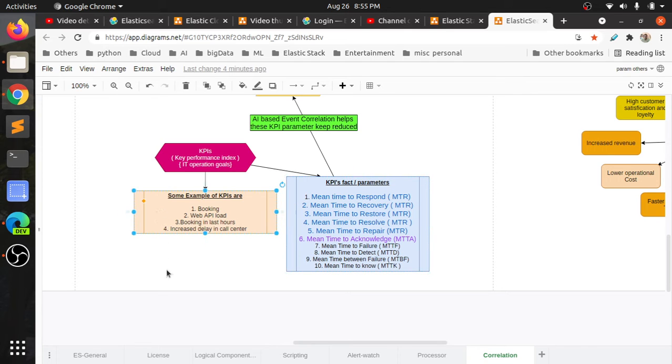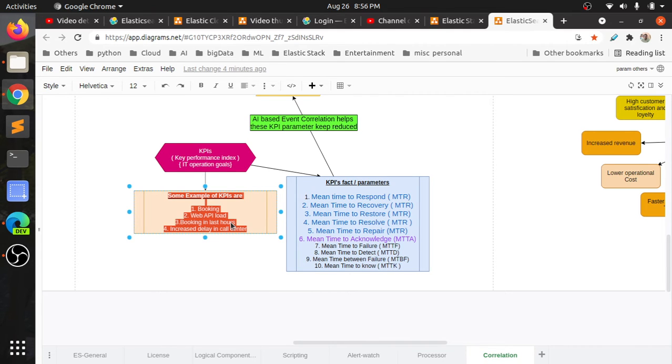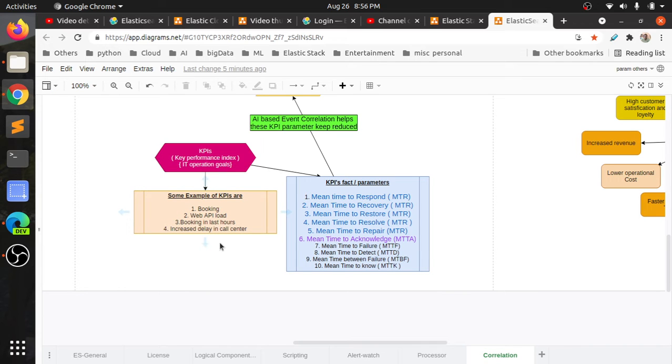For example, KPI means how many bookings have happened in a reservation site, or when the web API is getting more load, or how many bookings happened in the last hour. So these are key performance indicators. When we are getting more reservations in the last minute, how does the system respond to that? These KPIs will vary from customer to customer or application to application, but these are the KPI factors.